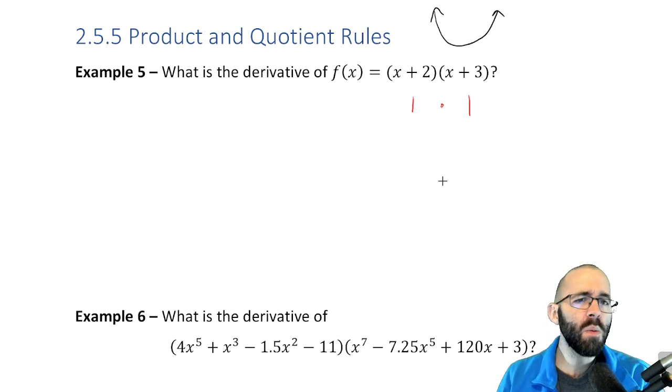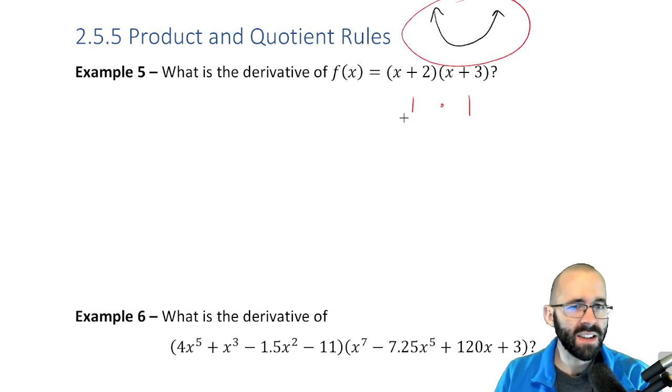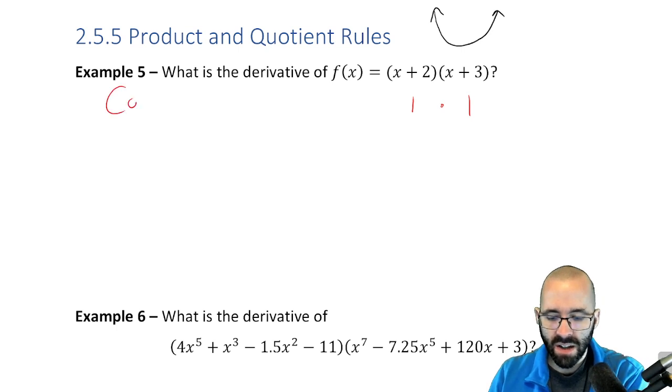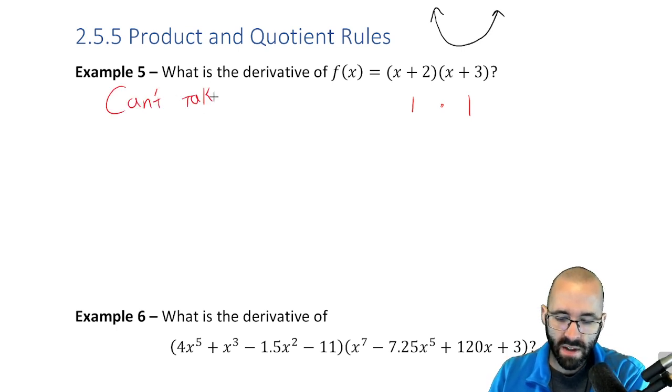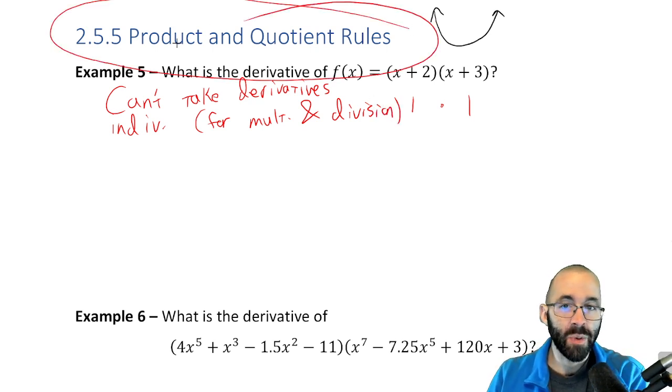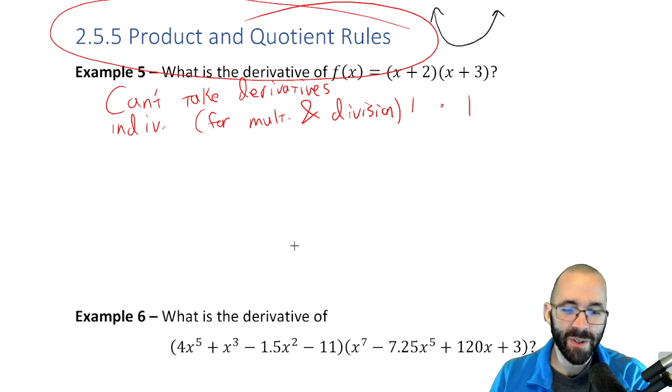The derivative is a slope function. The slope of a parabola is not just always 1. And that's the bad news. The bad news is that if we have two things multiplied by each other, we can't take the derivatives individually. And that's true for multiplication and division. You probably expected that. Why else would we have a video that talks about product and quotient rules?